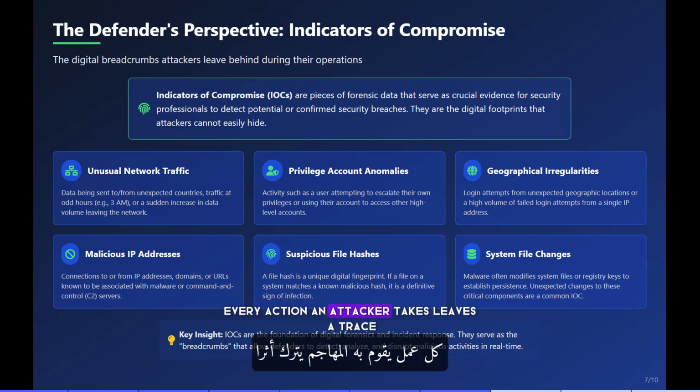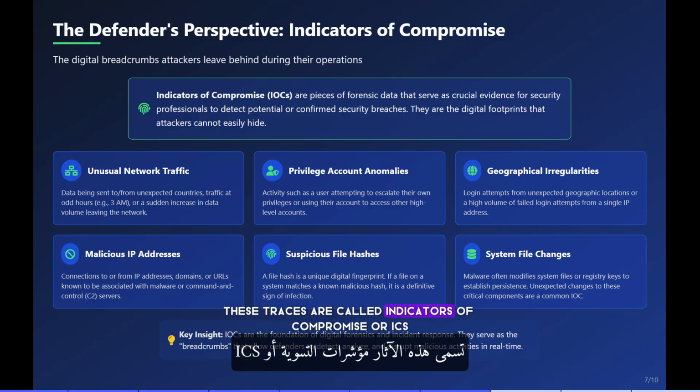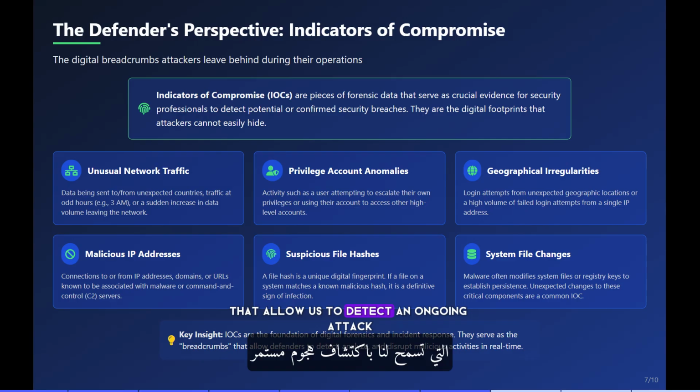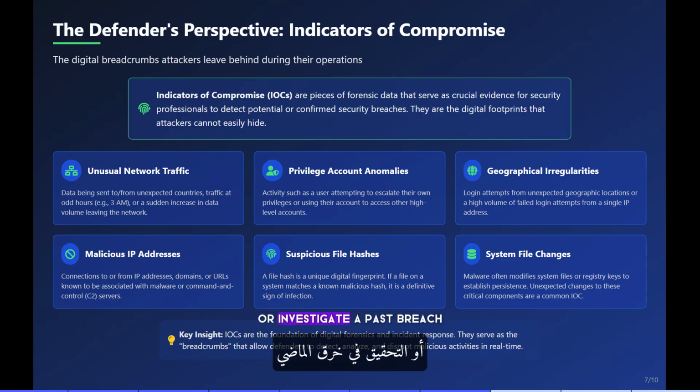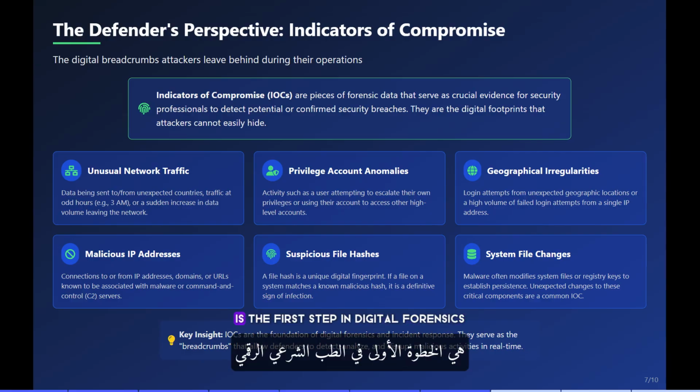Every action an attacker takes leaves a trace, like footprints in the snow. For a cybersecurity professional, these traces are called indicators of compromise, or IOCs. They are the digital breadcrumbs that allow us to detect an ongoing attack or investigate a past breach. Learning to spot IOCs is the first step in digital forensics.